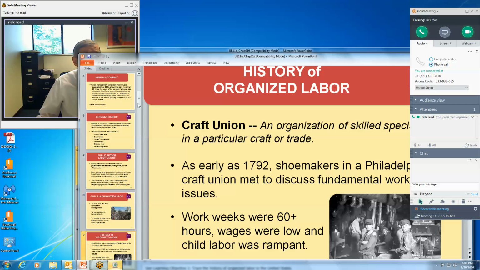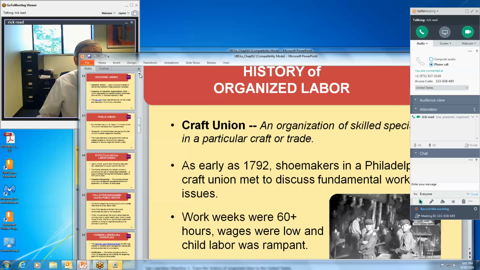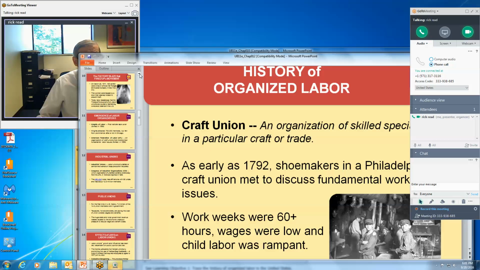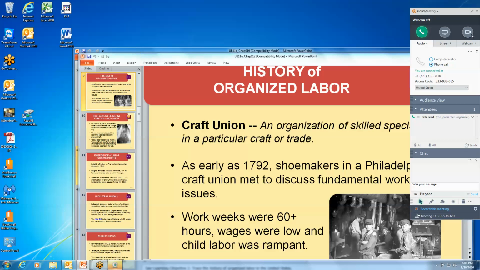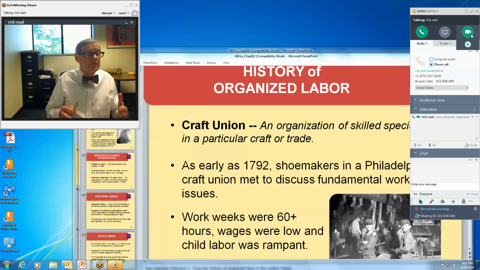The history of unions in the United States is quite varied. The first craft union came in 1792 in Philadelphia, the cordwainers. By the way, if that's an unusual word for you, it is for most people. They were shoemakers. Notice what the work weeks were, 60 hours plus. If we're talking about a 5-day work week, that's 12 hours a day. If we're talking about a 6-day work week, which it probably was, that's a 10-hour day.